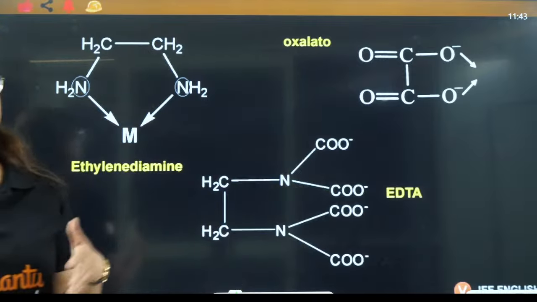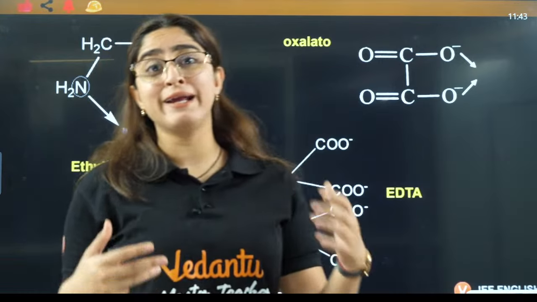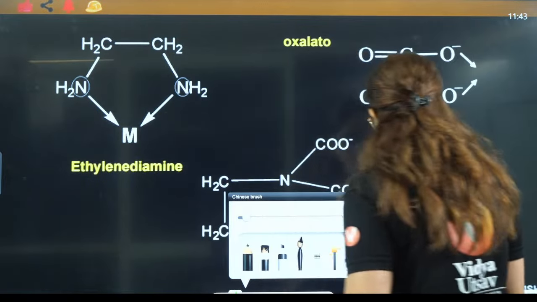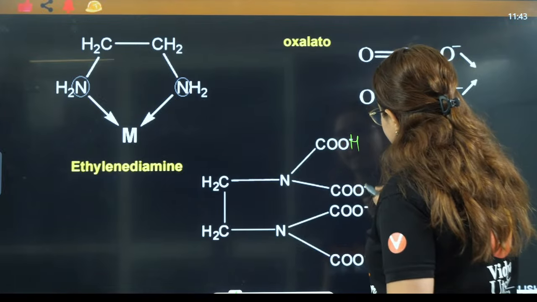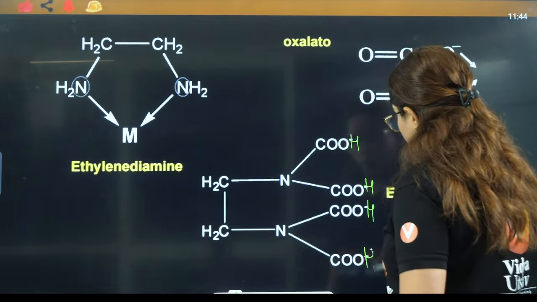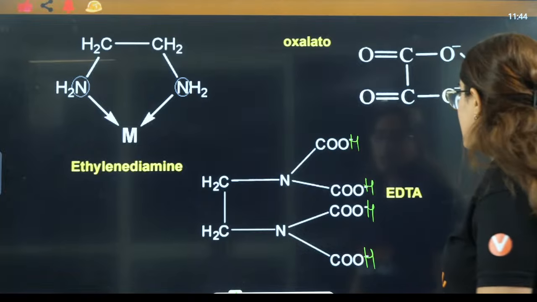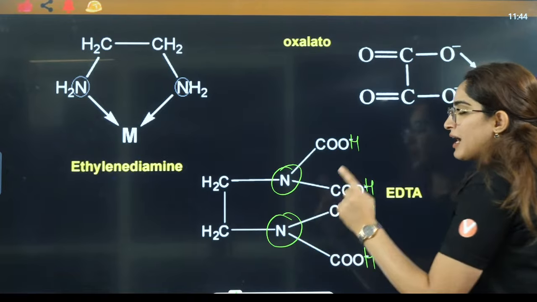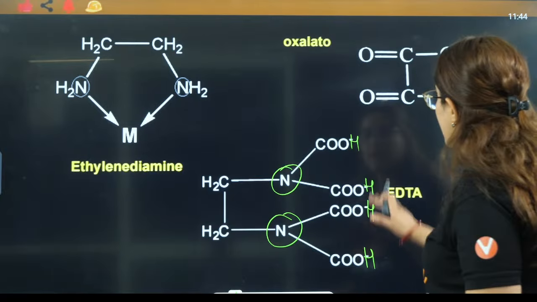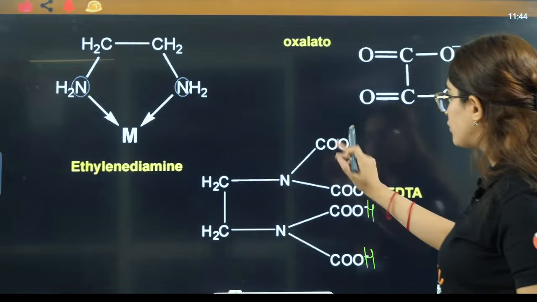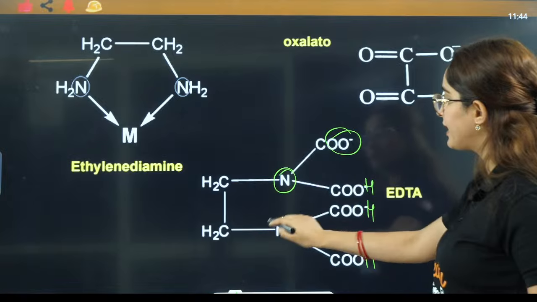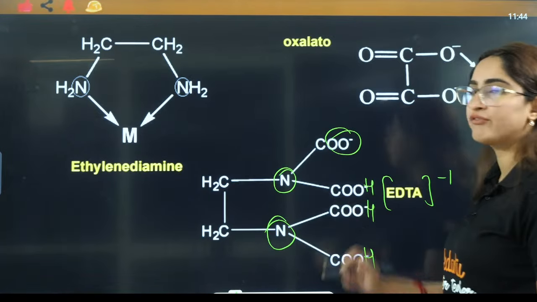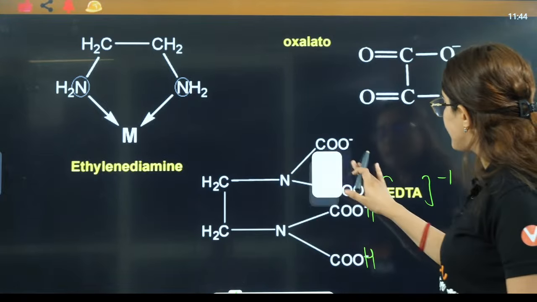Now EDTA can be mono, bi, tri, tetra, depending upon various things. For example, I have H all over here, right? Now, in this case, there are only two donating sites, so I'll call it bidentate. If I take out this hydrogen, there will be three donating sites, that is EDTA minus 1 will have three donating sites.